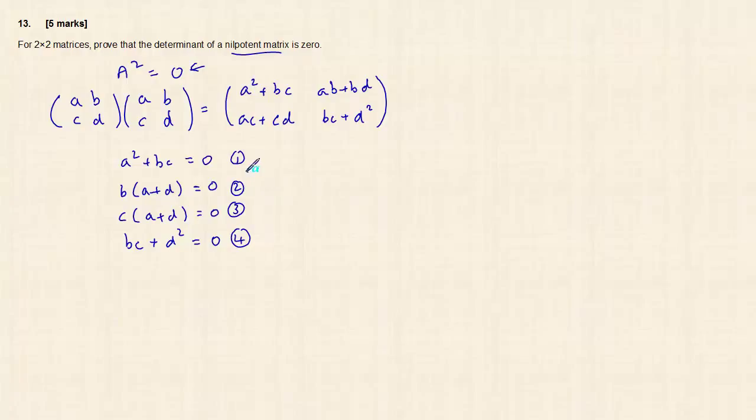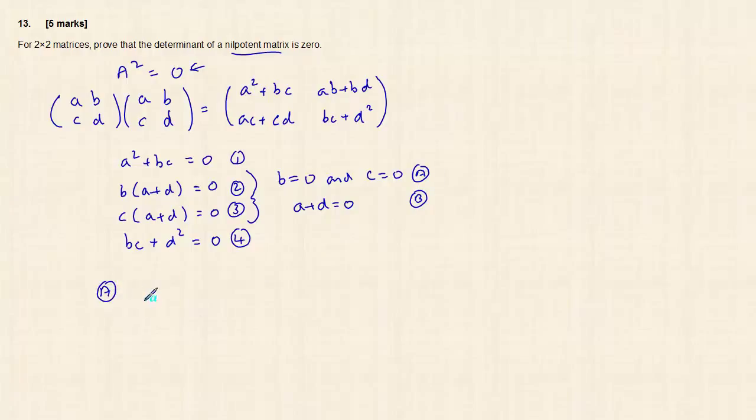Now, if we look at these two in the middle, there's really two cases that suggest themselves. The first is that B equals 0 and C equals 0. And the second one is that A plus D is equal to 0. So these are two cases. I'm going to call them case A and case B.